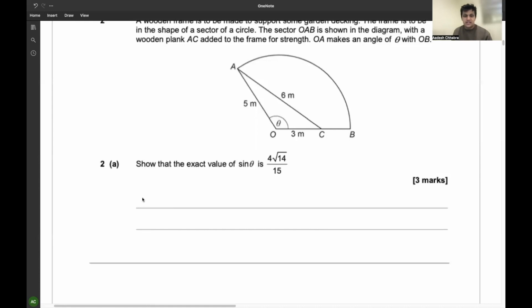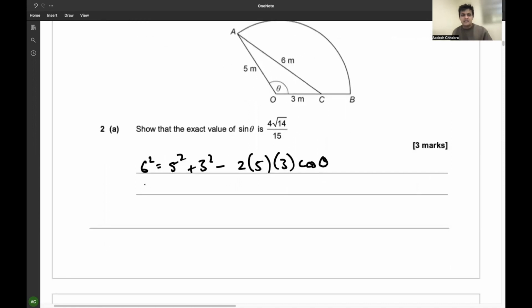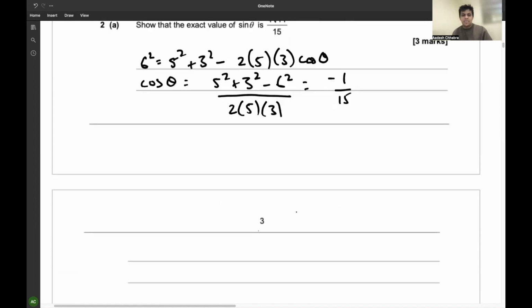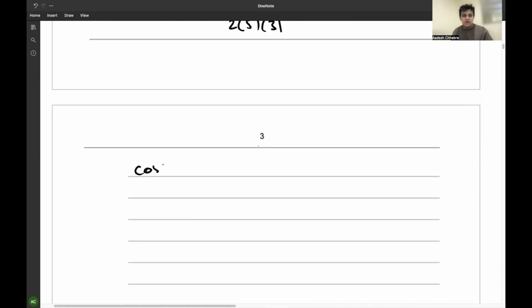So our cosine rule essentially states that 6 squared would be equal to 5 squared plus 3 squared minus 2 into 5 into 3 into cos theta. If we go ahead and isolate cos theta, we essentially get cos theta is equal to 5 squared plus 3 squared minus 6 squared upon 2 into 5 into 3. And this would thus be equal to minus 1 upon 15 if you go ahead and put this into your calculator.